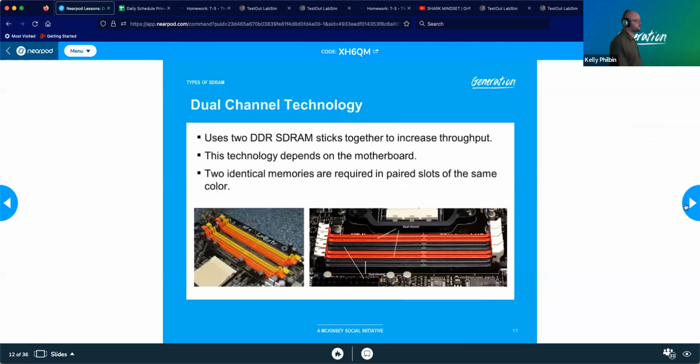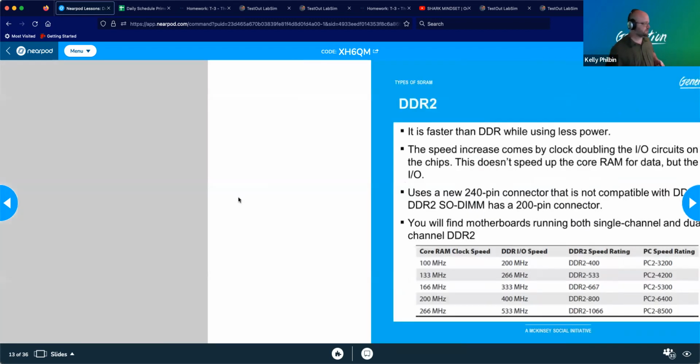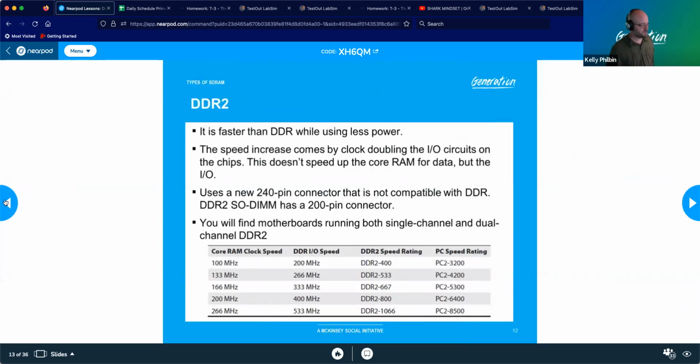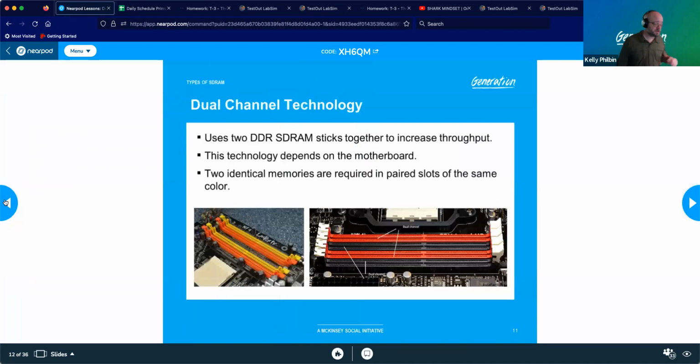Next, take it up a notch. Next generation. So DDR2, we'll get to that. Let's put a pin in there for a second. Sorry, they threw this one in here in the middle. After DDR, they started utilizing what's called dual channel technology. We talked about this a little bit yesterday or the day before. And this is essentially allowing 2 sticks of RAM to operate as a single unit to increase your throughput or efficiency.